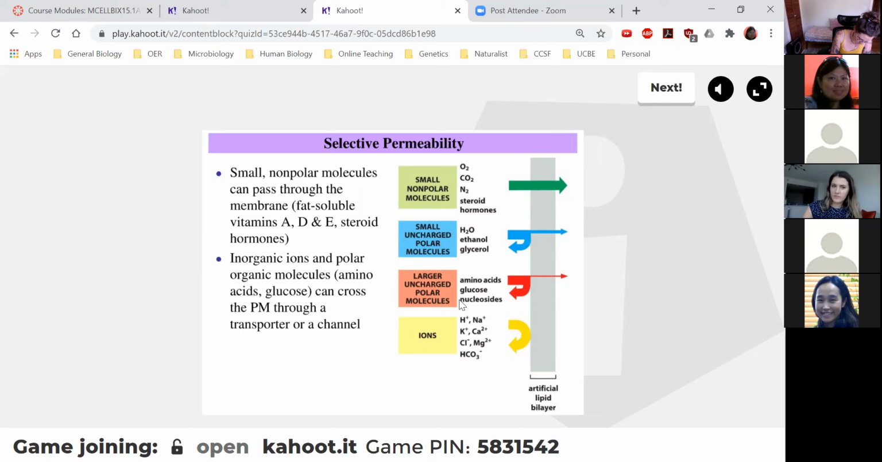Large polar molecules like glucose and amino acids, almost no. You can see the size of the arrow; it's very, very thin. Things like amino acids and glucose are considered nutrients for the cell, and most of the time, cells do have carrier proteins to carry them through the membrane. And then ions are just way too charged, so they won't be able to cross the membrane at all. You have to use a channel or transporter to get them through the membrane.